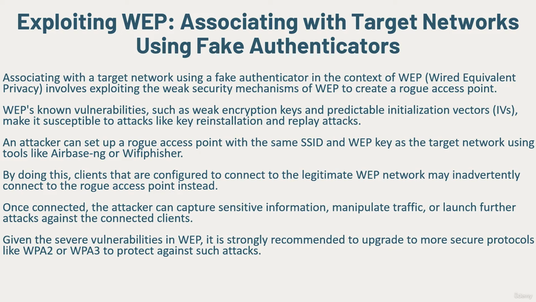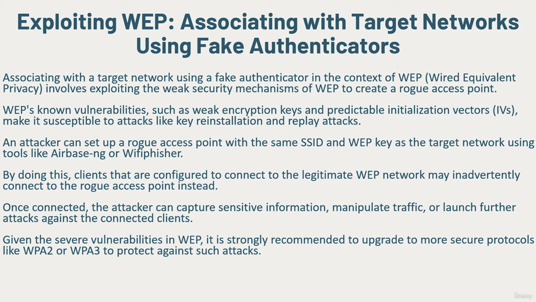And welcome. In this video, let's take a look at exploiting WEP, associating with target networks using fake authenticators. So associating with the target network using a fake auth in the context of WEP, Wired Equivalent Privacy, involves exploiting the weak security mechanisms of WEP to create a rogue access point.